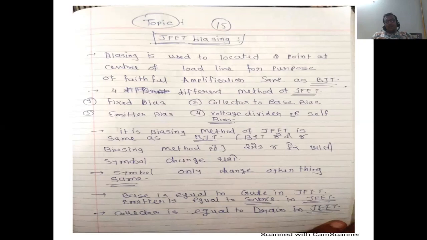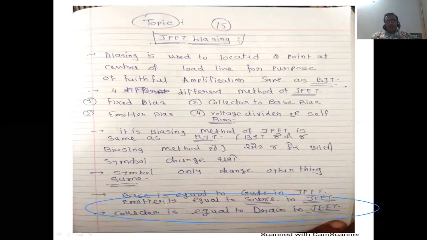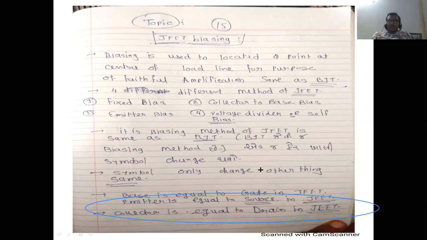And in the previous lecture I have already explained this concept. What is the concept? See this. Base is equal to gate in JFET, emitter is equal to source in JFET, collector is equal to drain in JFET. That's why just the symbol is changed. Just change the symbol of JFET. Don't do anything.